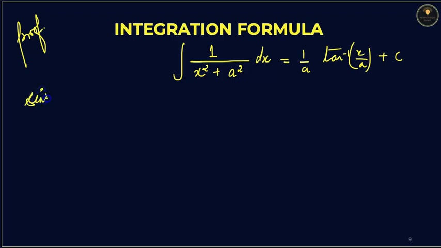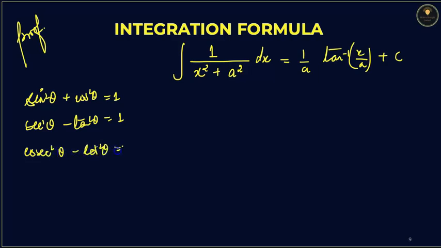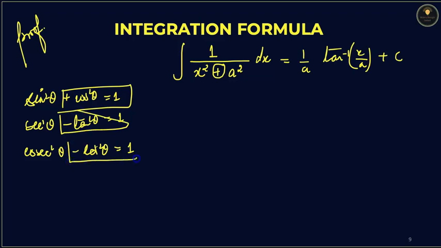First thing, we have sine square theta plus cos square theta equal to 1, and sec square theta minus tan square theta equal to 1, and cosec square theta minus cot square theta, that is also equal to 1. So here if you can see, we have plus here, and if I take only one variable, either sine theta or cos theta, you will get 1 minus cos square theta. This can give you 1 plus tan square theta, and this will give you 1 plus cot square theta.